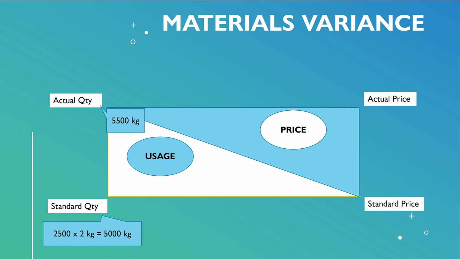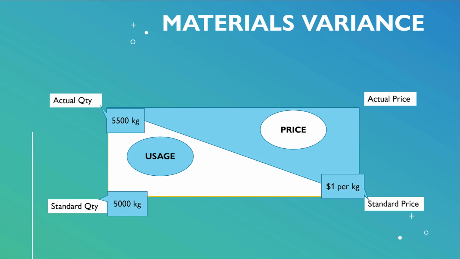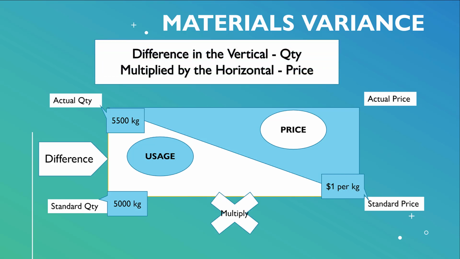Now remember, that is always going to be the case in your exam questions. You always need to rebase. And then we have the standard price as before. So now again, we're going to take away the difference between the vertical and times by the horizontal. So the difference between the vertical gives us the quantity and we multiply by the standard price. And therefore we get a 500 adverse variance.